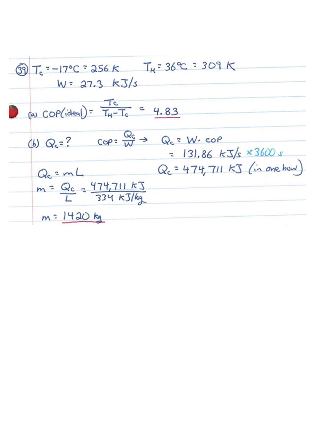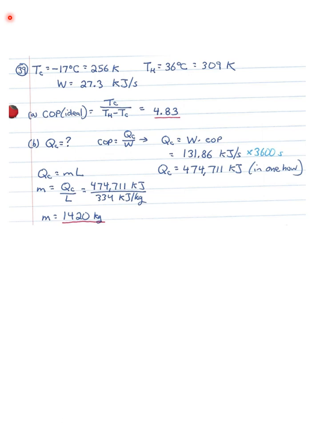Number 39, an industrial freezer maintains an interior at 17 degrees Celsius and discharges heat to the surrounding environment at 36 degrees Celsius. It consumes electrical energy at the rate of 27.3 kilowatts. Now, really what that means for our purposes is that is the work done by the motor, 27.3 kilowatts. It says find the freezer's coefficient of performance, assuming it's reversible.